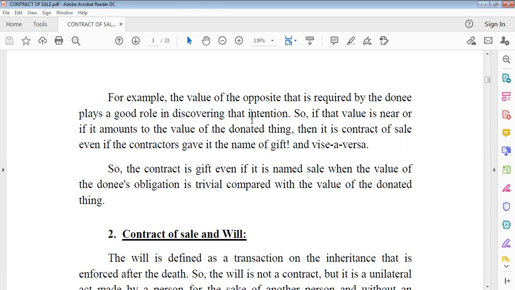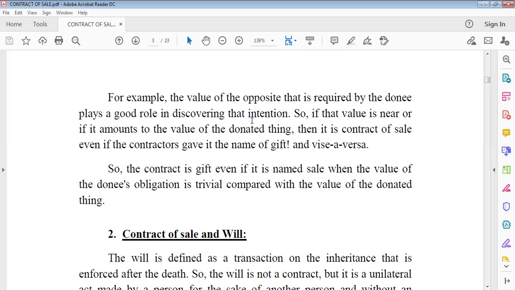يعني اليوم أنا قلت لبهاء خذ هاي السيارة بس بمقابل معين. المقابل قيمته, the value of the thing that is required from the donee, Baha, plays a good role in discovering the intention of donation. Like I told him, Baha, I would like to give you my car, but you have to pay me just 100 shekel. Do you think that the 100 shekel here is a real opposite, a real price, and then the contract is a contract of sale? Well, actually, no. Simply, the price is a trivial one here. So that's why the contract here is a gift.